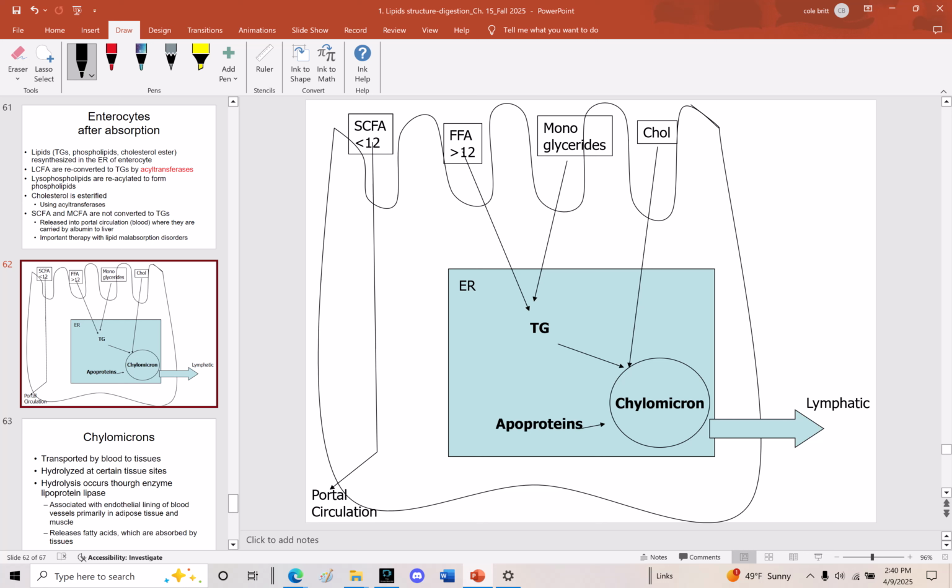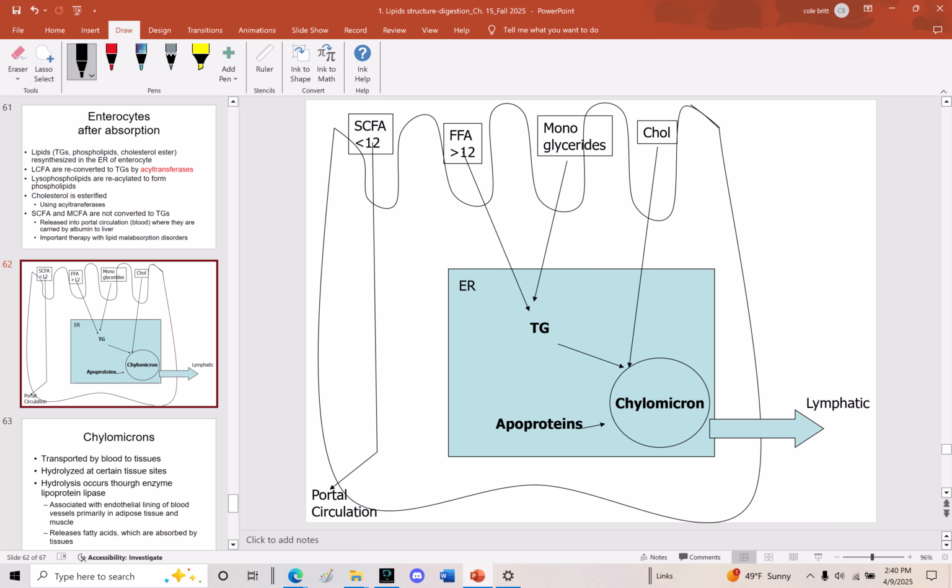There's a smooth and rough endoplasmic reticulum, so technically this is going to happen in the smooth endoplasmic reticulum. So the cholesterol makes the chylomicron, or that's going into the chylomicron? Cholesterol is going into the chylomicron. So the intestinal cell is making the chylomicron.